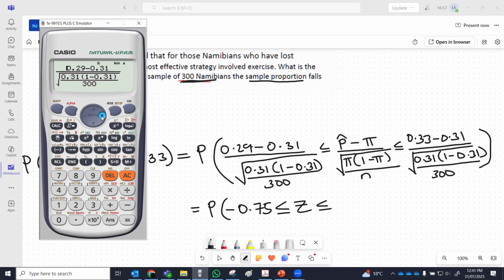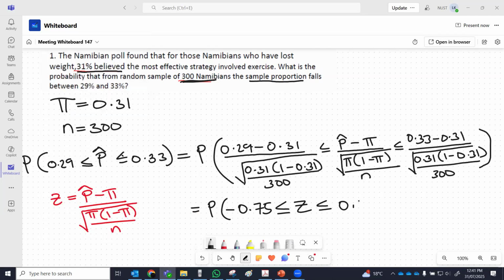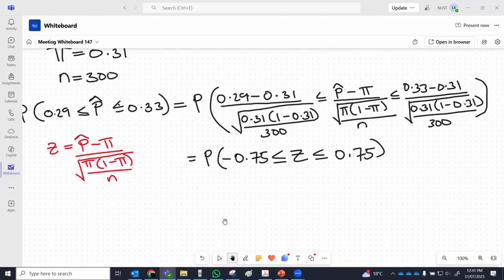Just need to change this one. So this is 0.33 and everything else is the same. And I have 0.75. Okay, so this is the probability that I'm going to read from my table.